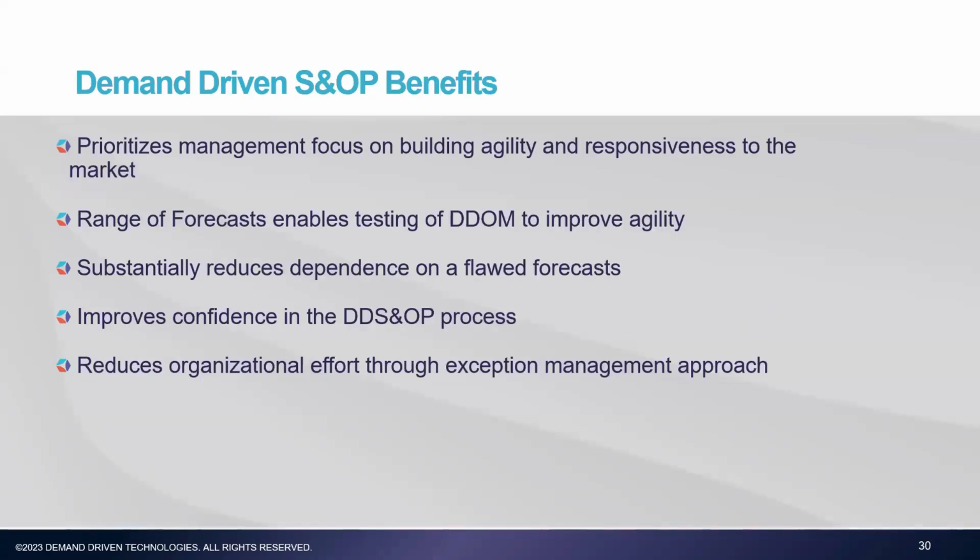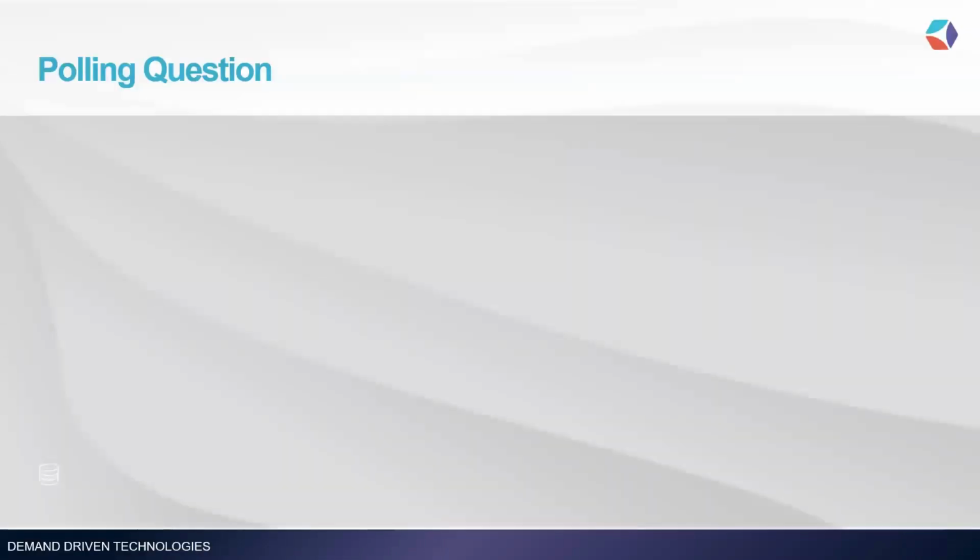Your management focus should be on the right things: the range of forecasts, testing the DDOM, all of these points I just mentioned. It's really about building flexibility into your overall operating model. I think we have one last question to ask y'all, and then we'll take audience questions. So hopefully you found that there are some strategies here that could help you get to a much, much better place in terms of building agility and resilience.